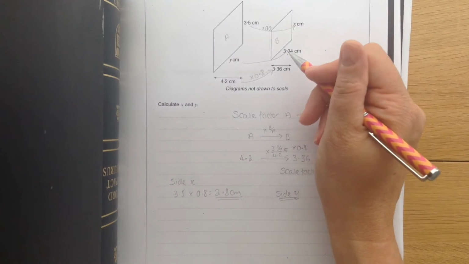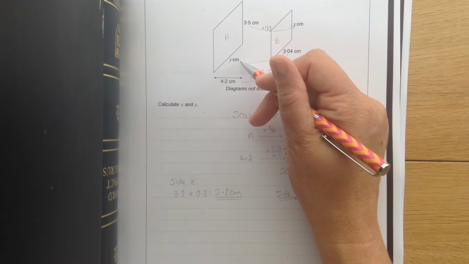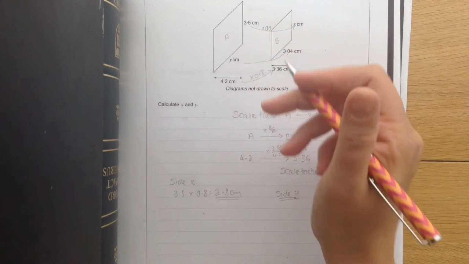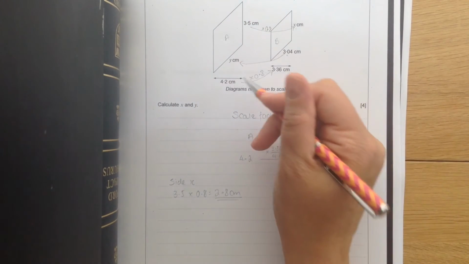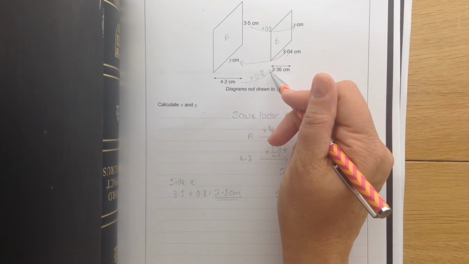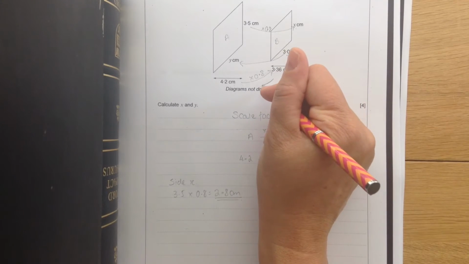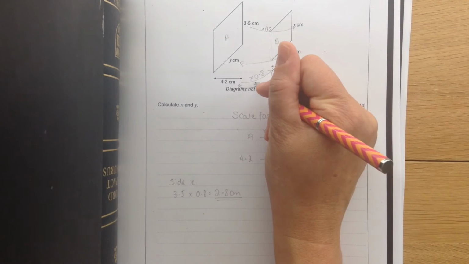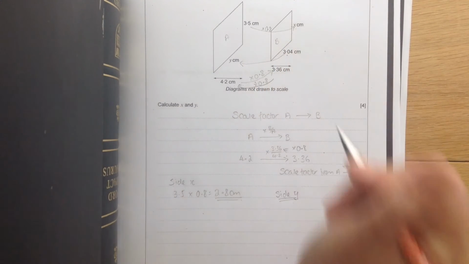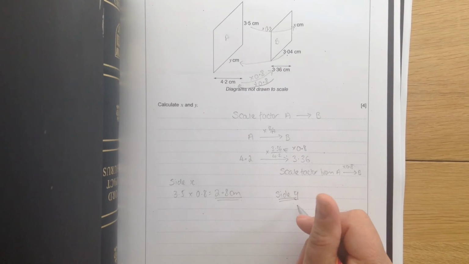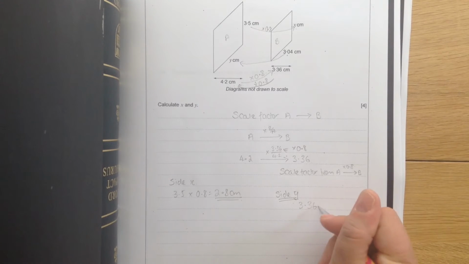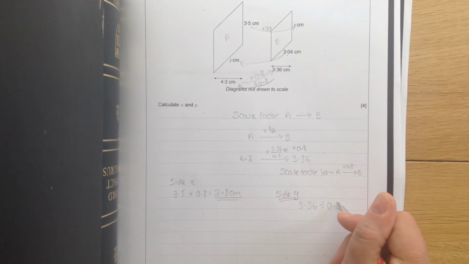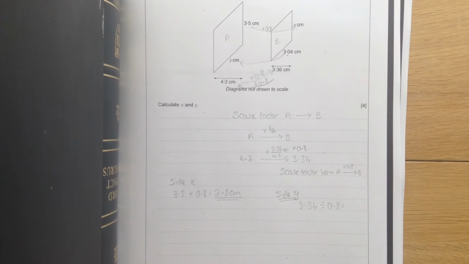For side y we actually need to go the opposite direction. So we're going from shape B to shape A, we need to go this way. When we went from A to B, we times by 0.8. So if we're going to go the opposite direction, we're going to do the opposite thing. Instead of timesing by 0.8, we're going to divide by 0.8. So we're going to do 3.36 divided by 0.8 this time.